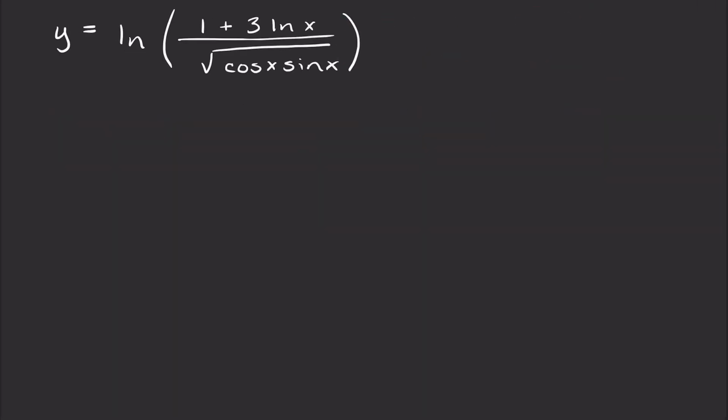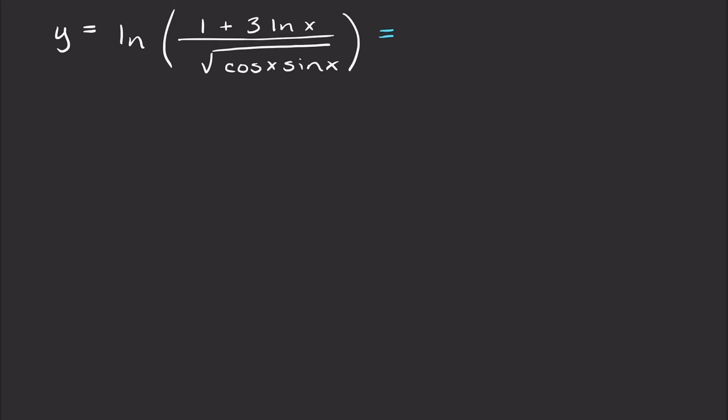In our next function, we have y equals the natural log of (1 plus 3 times ln of x) all over the square root of cosine x sin x. Okay, so we're going to need to rewrite this a few different times just to simplify it, where it's much easier to take the derivative.